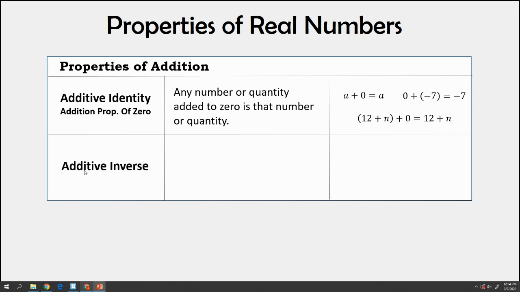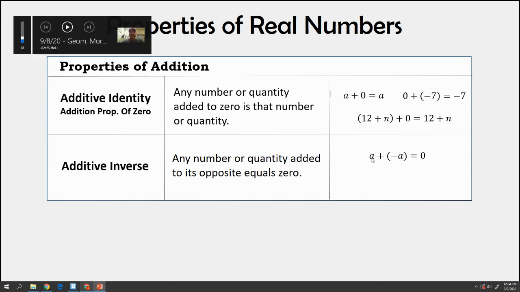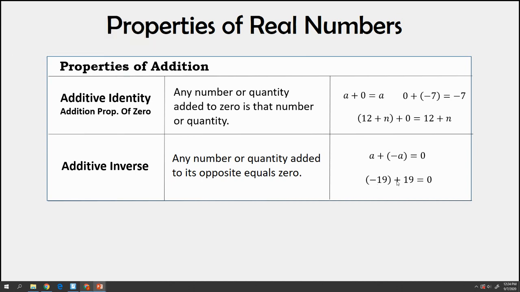The additive inverse. Okay. So what you do with an additive inverse is anytime we add the opposite to a value, the answer is 0. So an example, A plus the opposite of A is going to equal 0. So these two will cancel each other out, become a 0. Okay. -19 plus 19. So a number plus its opposite always equals 0.